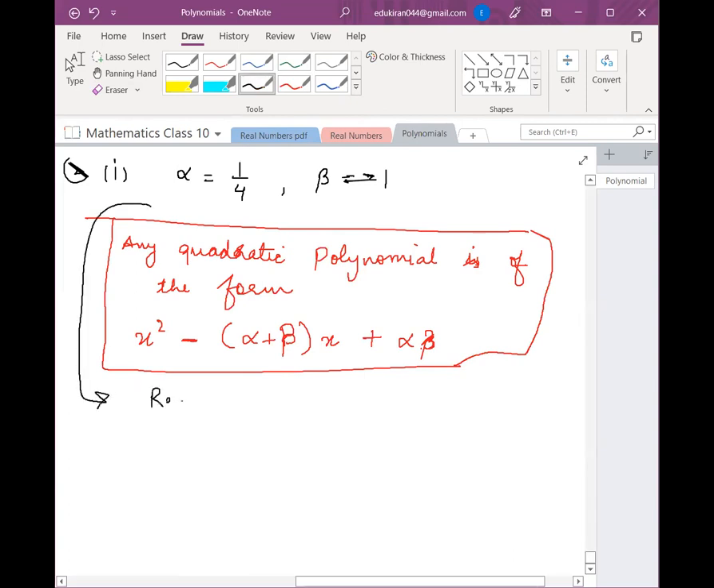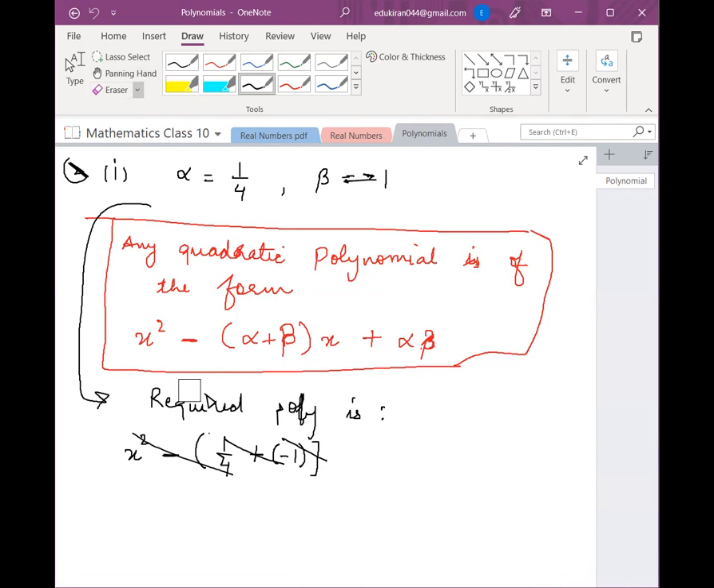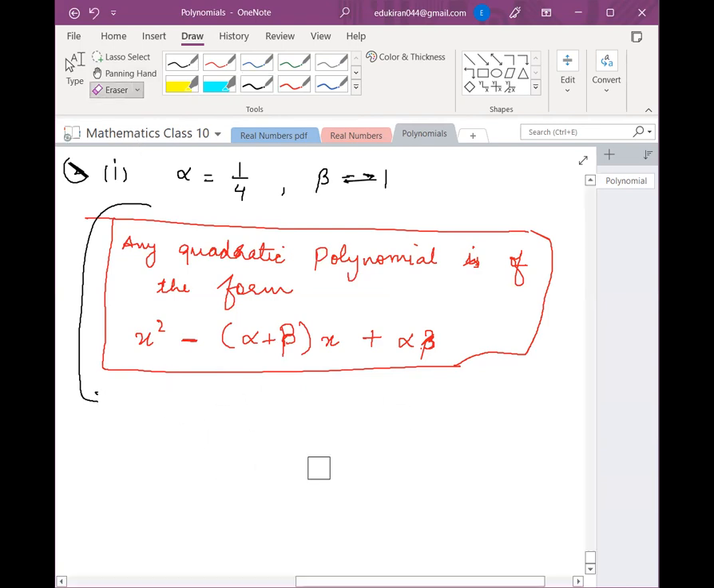Now the required polynomial is x square minus, see, always use a bracket in the first step. Don't hurry. So minus alpha plus beta. So 1 upon 4 plus beta is -1. Or you can first find alpha plus beta and alpha beta separately, because you need both. Then we will put it here. Otherwise, we will make mistakes.